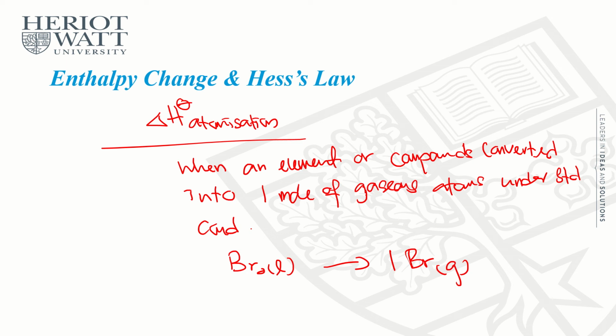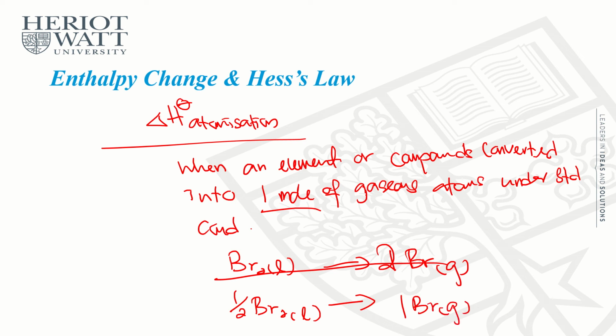So how to balance it? Some of you may ask, okay, just put 2 here, right? 2Br. Is that the right equation? If you put 2 here, that means 2 moles of gaseous atoms form, which is against the 1 mole from the definition. So this is not the right equation. The right equation should be half Br2 liquid, the element in its elemental state under standard conditions, turning into 1 mole of gaseous atoms. Then only can you get 1 mole of gaseous atoms. Okay, so this is the right equation for atomization.